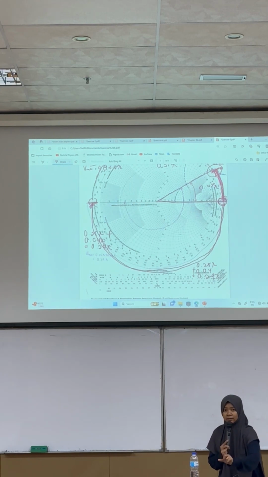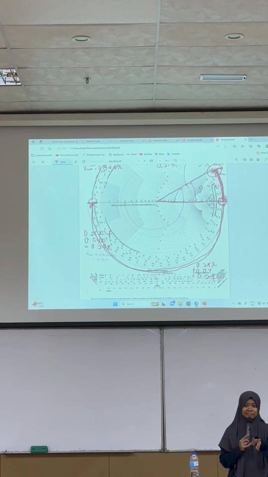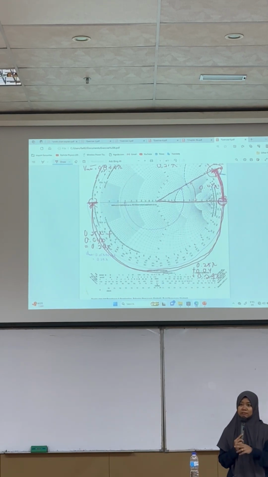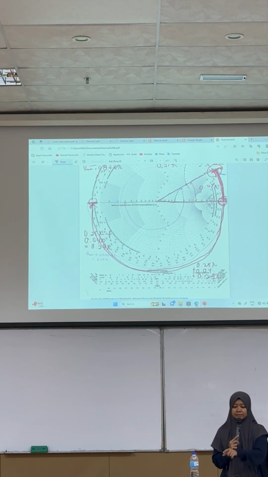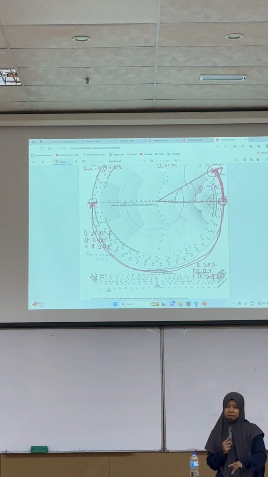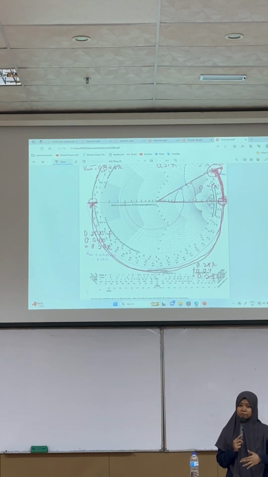Okay, so that's why the correction, power factor correction, lead and lag, power factor correction. Vmax, Vmin, so that the Vmax and Vmin must be in the range of the one that you desired.